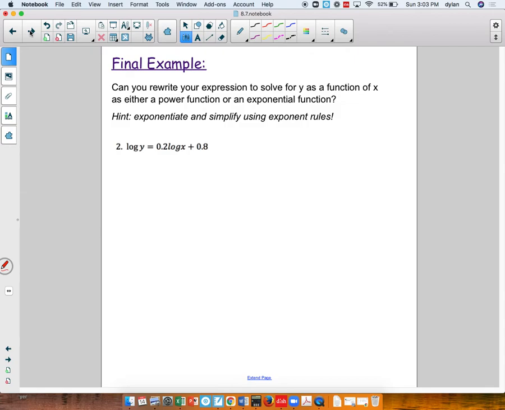So if we look at this problem, we've got log y equals 0.2 log x plus 0.8. And there's really no way that we're necessarily going to be able to get our logs isolated on both sides because we've got that plus 0.8. We can get a little closer. We could turn this into log y equals log x to the 0.2 plus 0.8. But at this point, the only way to get rid of the log on both sides is we're going to need to exponentiate. So we can raise both sides to the 10th because we have log base 10 here.